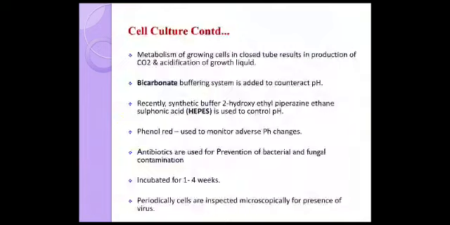They are also supplemented with bicarbonates, which act as buffer systems. As I told you all in the earlier slide, there are various methods of detecting the growth of the viruses within these cell lines. One of them is metabolic inhibition, which we detect by a change in color, therefore phenol red is used as an indicator. Antibiotics are incorporated so that they do not get contaminated. These are incubated for 1 to 4 weeks and periodically inspected under the microscope for presence of viruses.